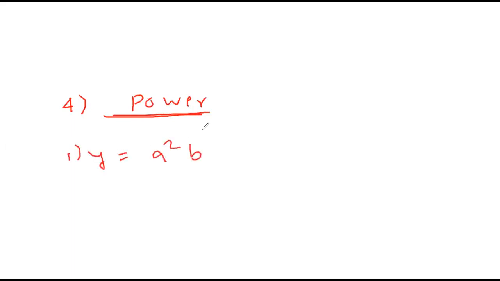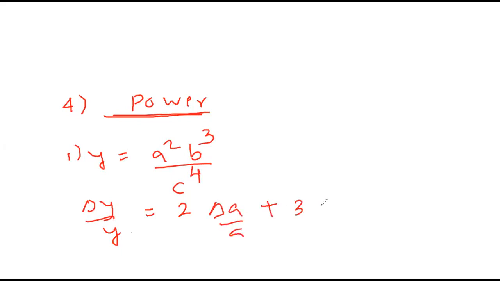Now, if suppose quantity is in power format, like y is a square b raised to 3 c raised to 4. Now power becomes multiplier and rest all same logic. 2 times delta a upon a plus 3 times delta b upon b plus 4 times delta c upon c. So power becomes multiplier.